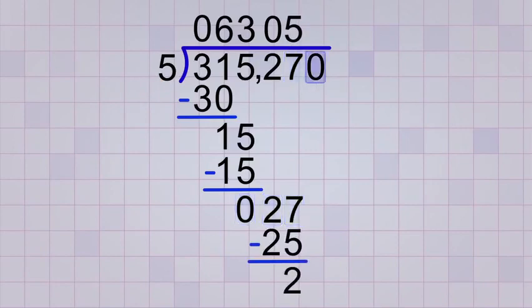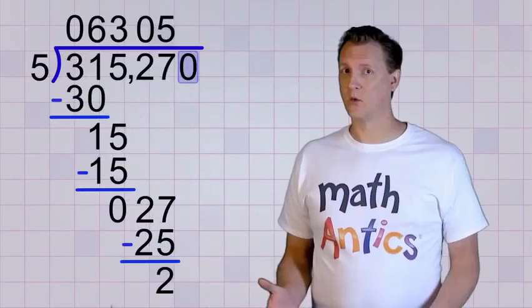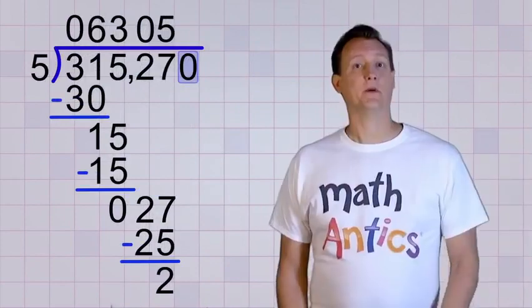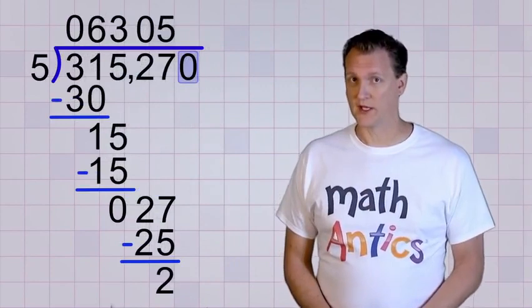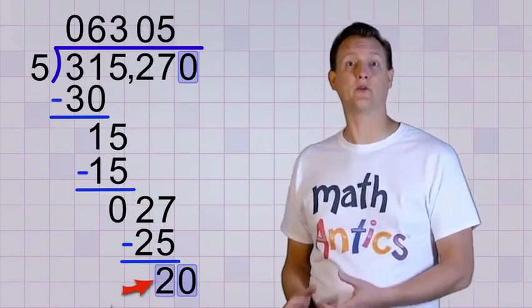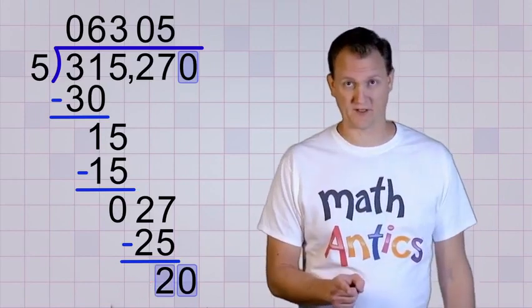Now for that last digit, which is a 0. And you might wonder, why do we even have to bring a copy of a 0 down? Isn't that nothing? But the 0 is an important placeholder. And when we bring a copy of it down, it changes our remainder of 2 into a remainder of 20. Now that's a big difference.